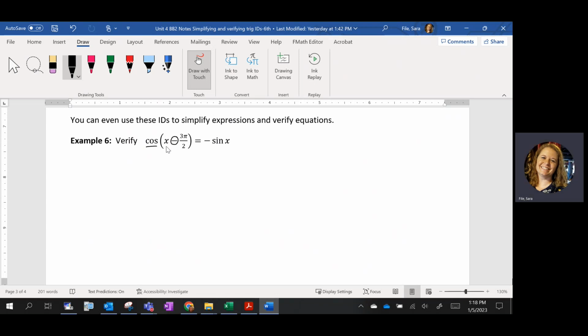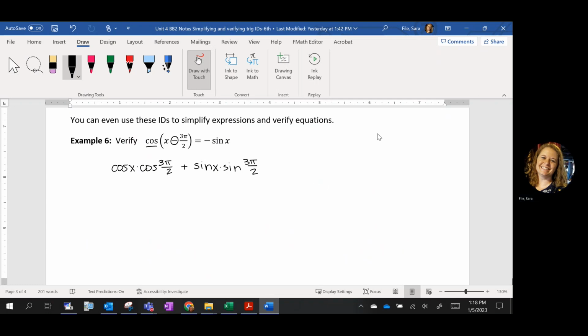One of the angles is x, one of the angles is 3 pi halves. So what is this going to be if I use the cosine difference identity? What would I write this as? Cosine of x, cosine of 3 pi halves, plus, good, it's going to be the opposite sign, sine x times sine 3 pi halves.